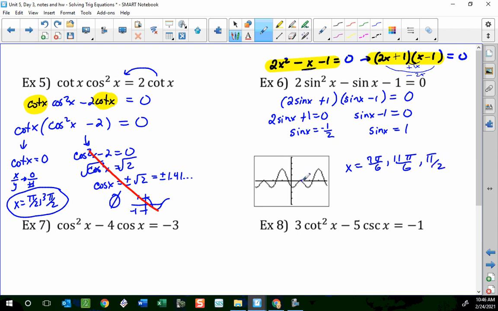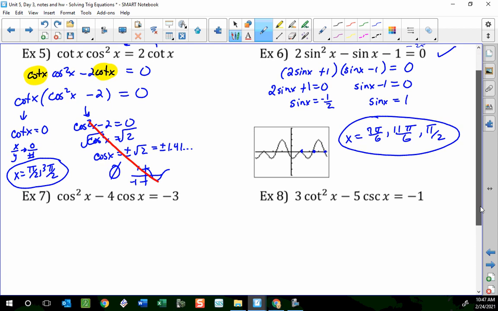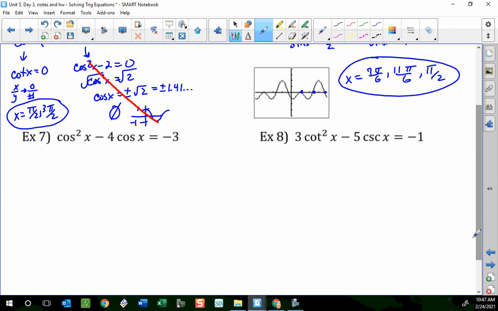And look there, on my graph, 1, 2, 3 answers I was getting. If you graph this equation up here on Desmos, you'll see that there's 3 answers, and you can actually click on them and know the answers, but I need to see your work. All right, last 2 problems here.